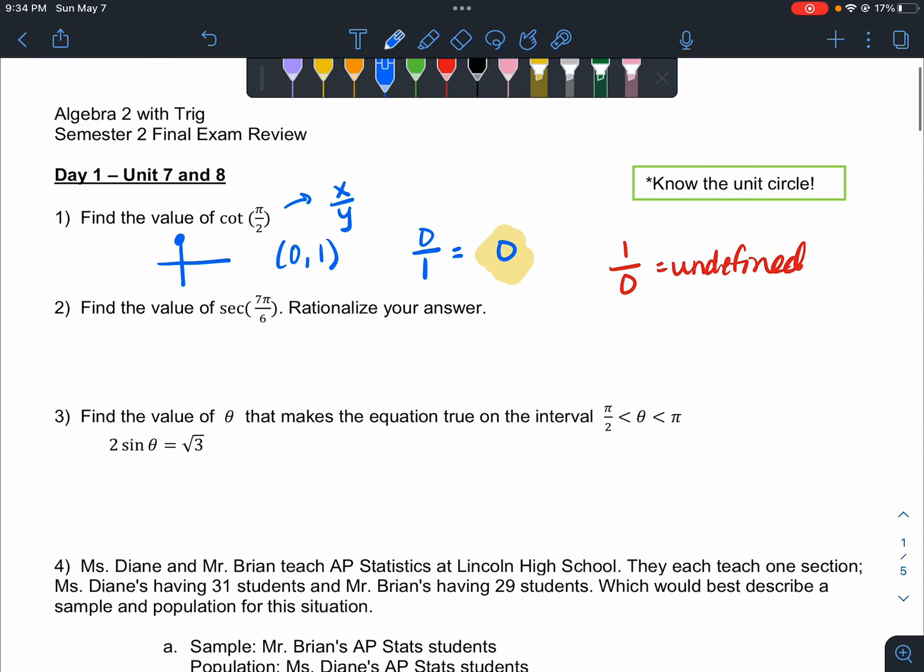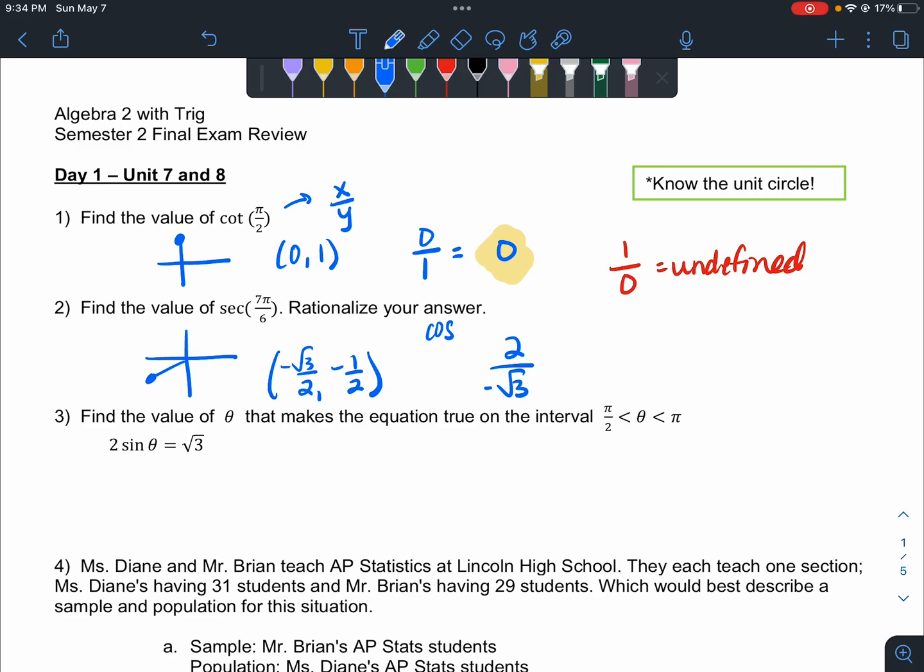So for question 2, let's find the value of secant of 7 pi over 6. 7 pi over 6 is in quadrant 3. And the terminal point is negative square root of 3 over 2 and negative 1/2. Secant is the reciprocal of cosine, which is x. So it's 1 over x, or I am flipping the x value. So that becomes 2 over negative square root of 3.